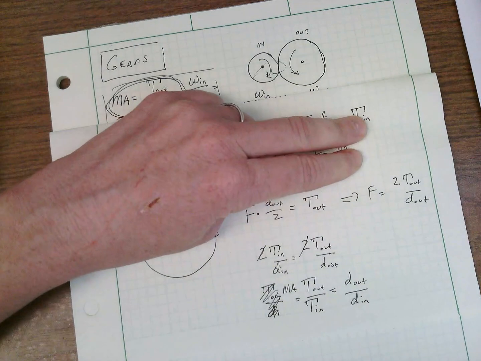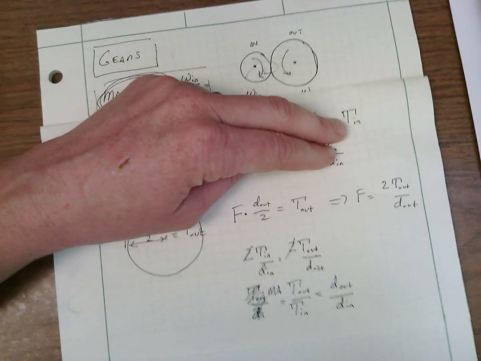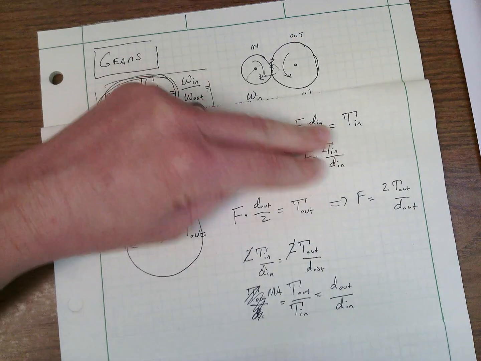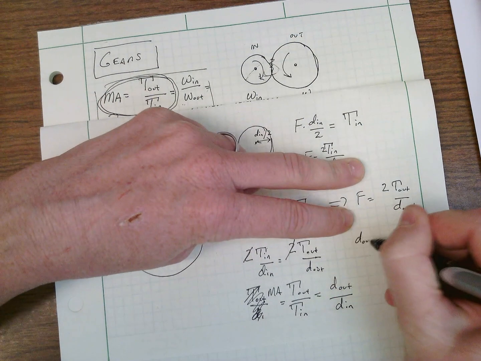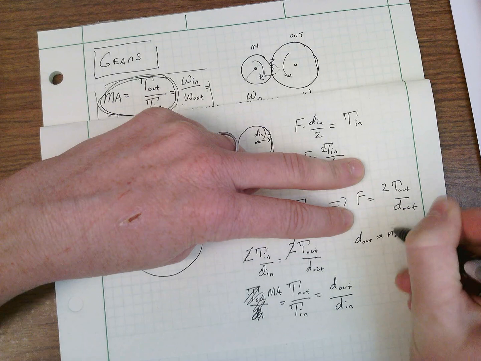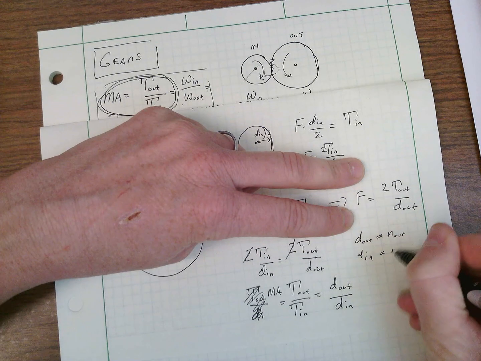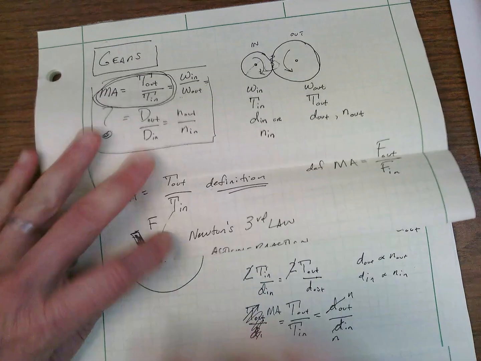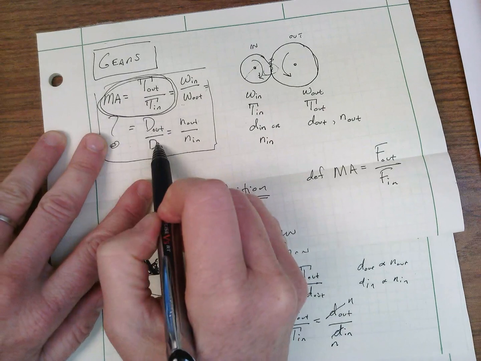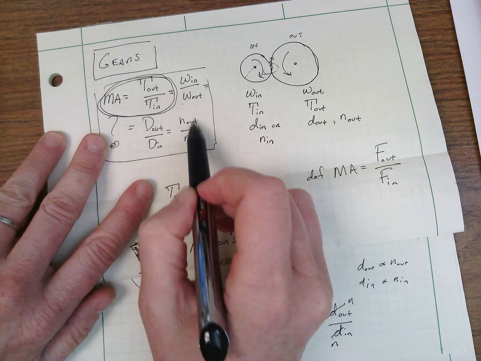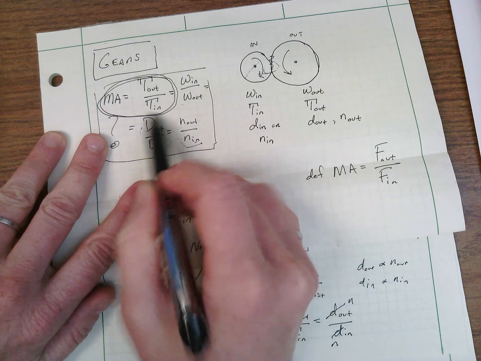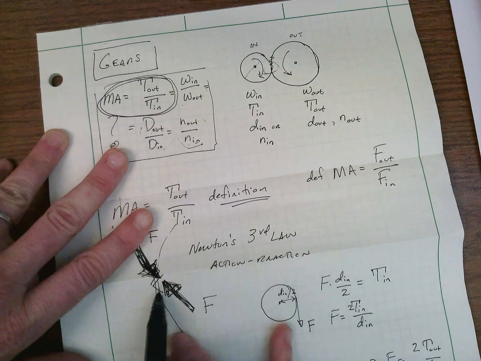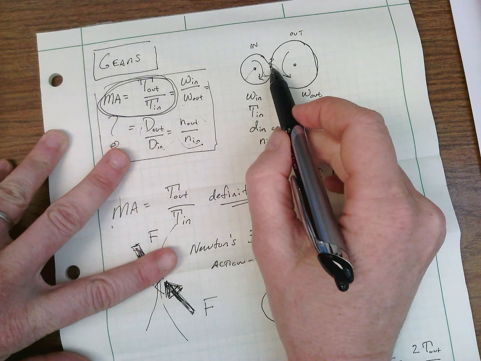And again, because the tooth size on each of these gears must be the same in order for them to mate, d out is proportional to n out, and d in to n in. So I can replace these with n's, the number of teeth. So I've just proven this part: that you can calculate a gear ratio or mechanical advantage just by looking at the number of teeth or the diameter of a gear. And I've used the interaction at the tooth to prove that.